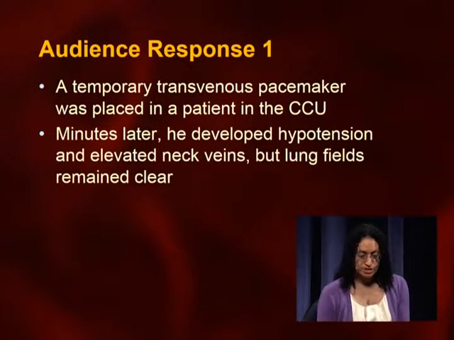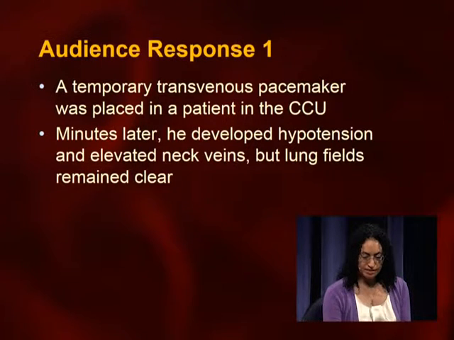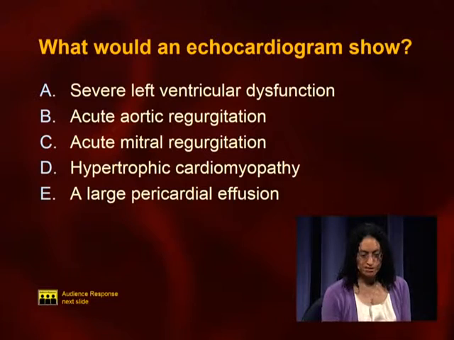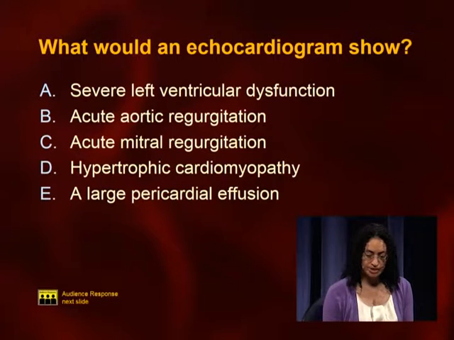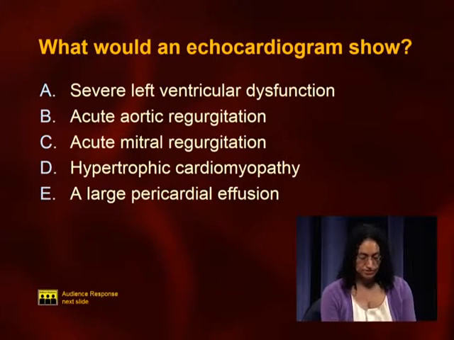So here's our first question. A temporary transvenous pacemaker was placed in a patient in the CCU. Minutes later, he developed hypotension and elevated neck veins, but the lung fields remained clear. So what would you expect an echocardiogram to show? A, severe left ventricular dysfunction. B, acute aortic regurgitation. C, acute mitral regurg. D, hypertrophic cardiomyopathy. Or E, a large pericardial effusion.